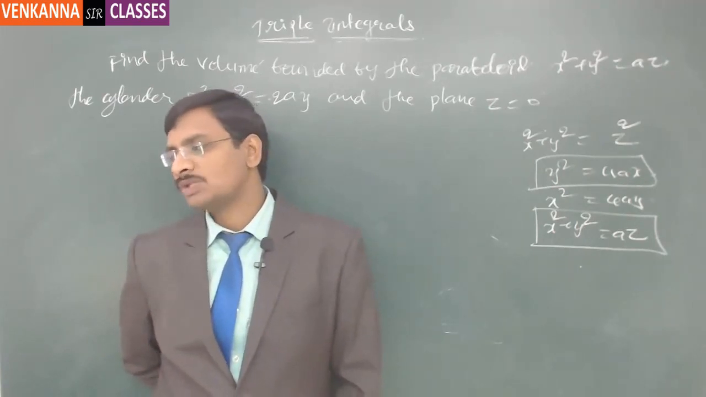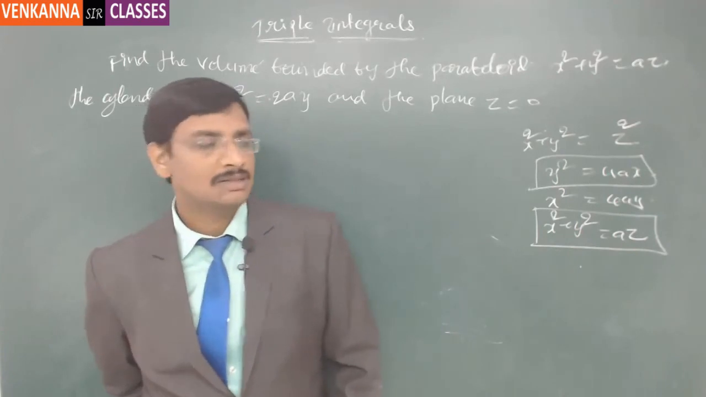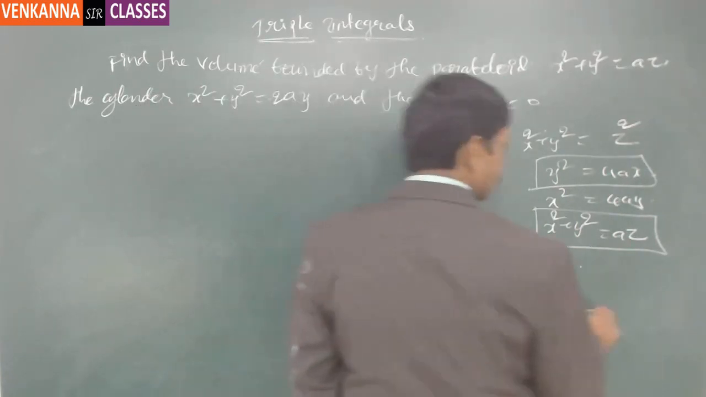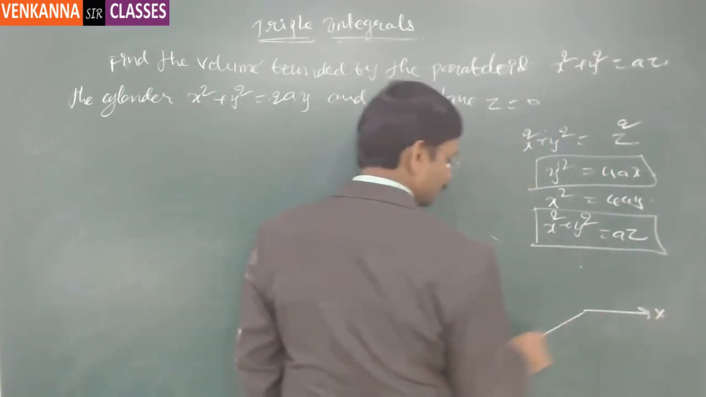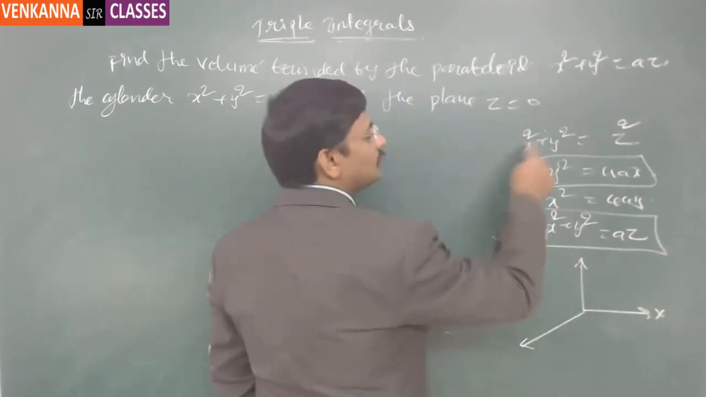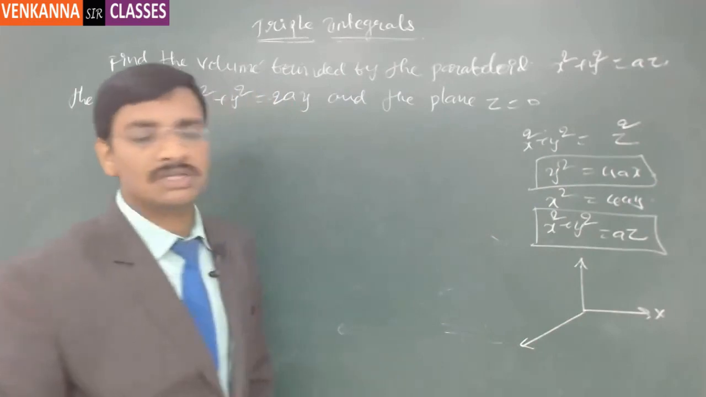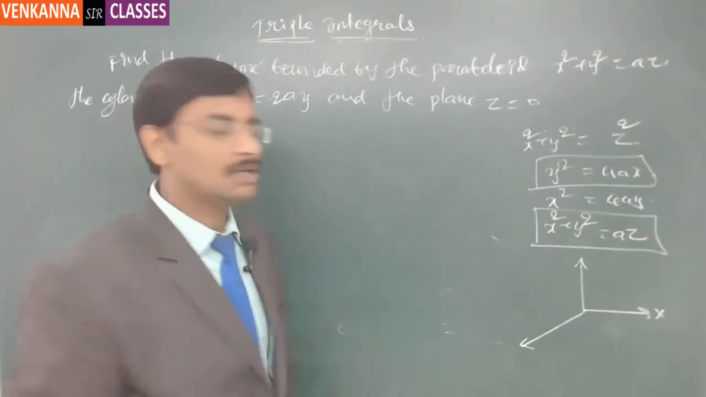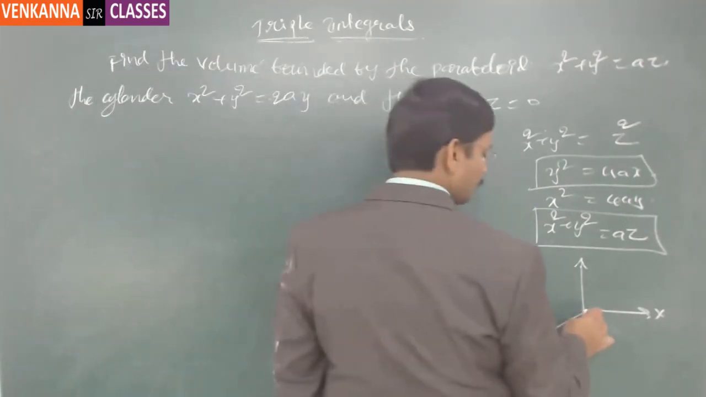But here x square plus y square is equal to z square. This is as if like this way. So this is the x axis, this is the y axis, and this is the z axis. Now here as z is equal to 0, this is x square plus y square is equal to 0, which is nothing but a zero circle, or a circle with zero radius. That is at this particular point.